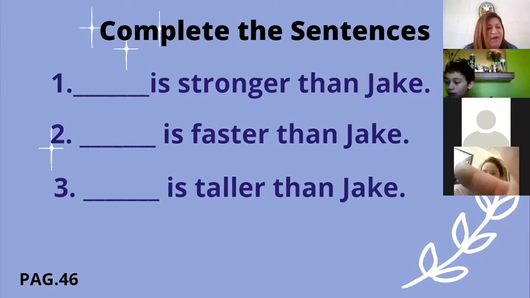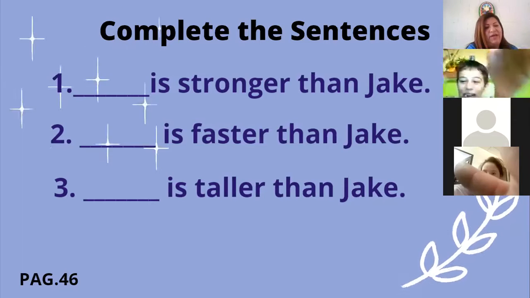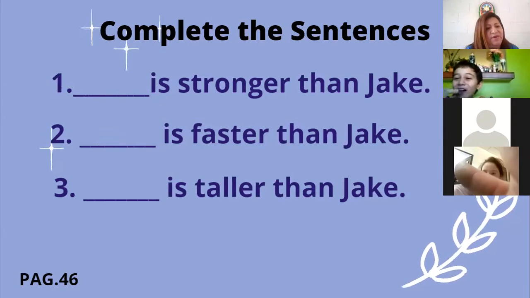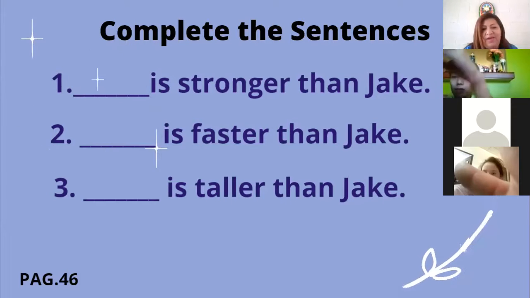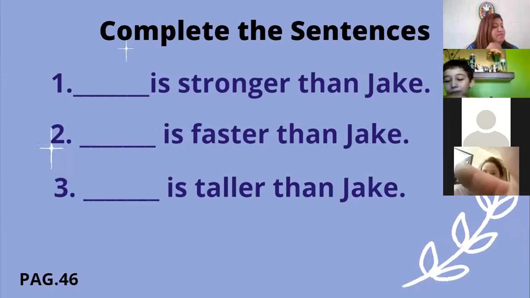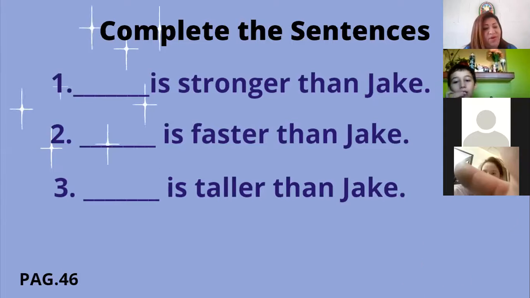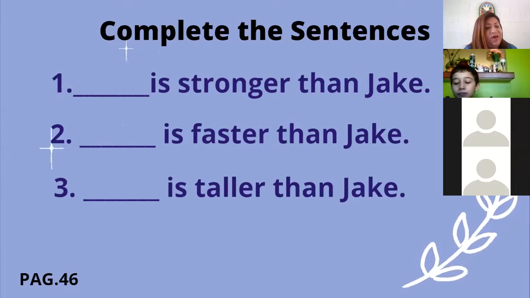Okay, very good. Excellent, Harry. Harry, then Harry, very good. Very well. Excellent. Harry is stronger than Jake. Let's see number 2. Who is faster than Jake? Let's see, according to the story. Very good, Carlitos. Lucy, excellent.